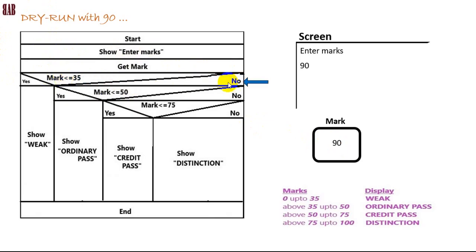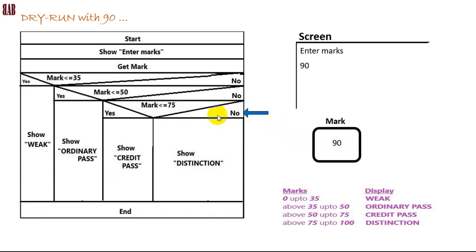So you come to the no side. And then in the no side, we have another condition to check, which is this. Is mark less or equal to 50? No, that is also false. It's not less, it's not equal to 50. So it goes to the no side of that as well. Then you have on the no side another check for mark less or equal to 75. That is also not true, because 90 is not less or equal to 75. So both less and equal are false, because mark happens to be 90 now. It's not 75. Therefore this condition is also false.